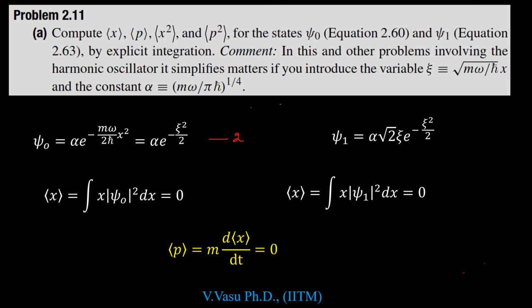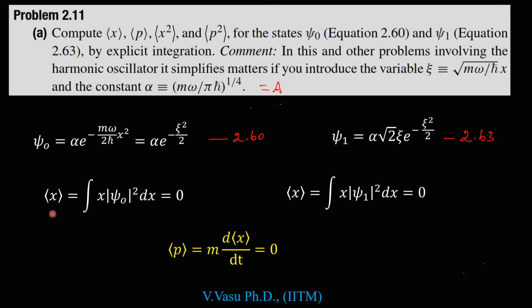Equation 2.60 is this one, and this is 2.63. For simplicity, it is given for the simple harmonic oscillator problem. We will take z equal to the square root of m omega over h cross times x, and alpha, the normalization constant, is equal to (m omega over pi h cross) to the power 1/4.